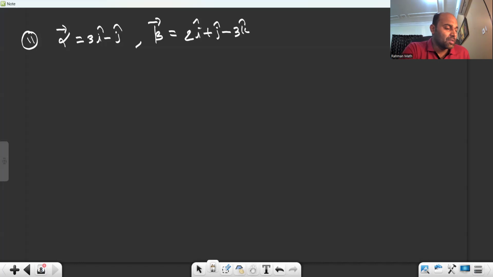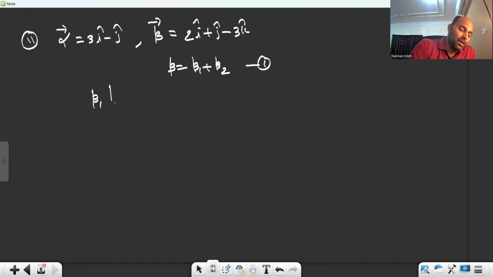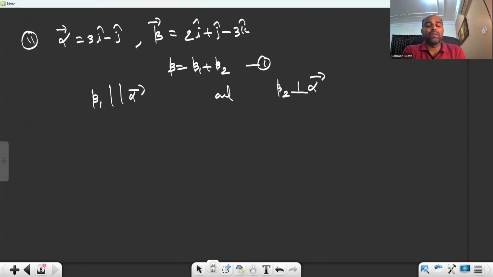Then express beta in the form of beta 1 plus beta 2, and beta 1 is parallel to alpha, and beta 2 is perpendicular to alpha. Call this equation number 1: express beta equal to beta 1 plus beta 2, given that beta 1 is parallel to alpha and beta 2 is perpendicular to alpha.